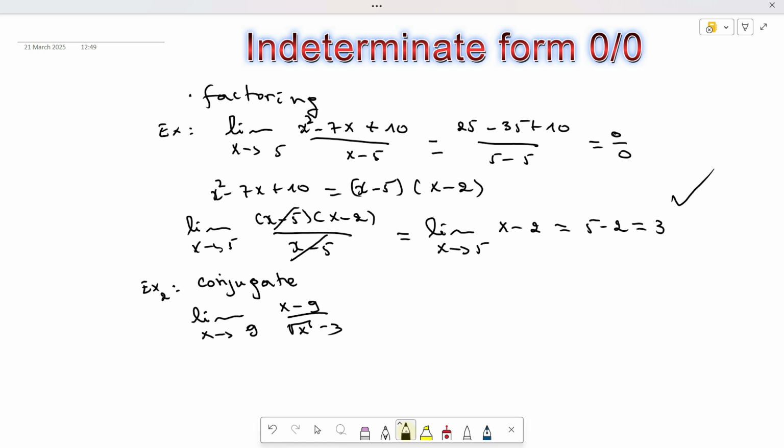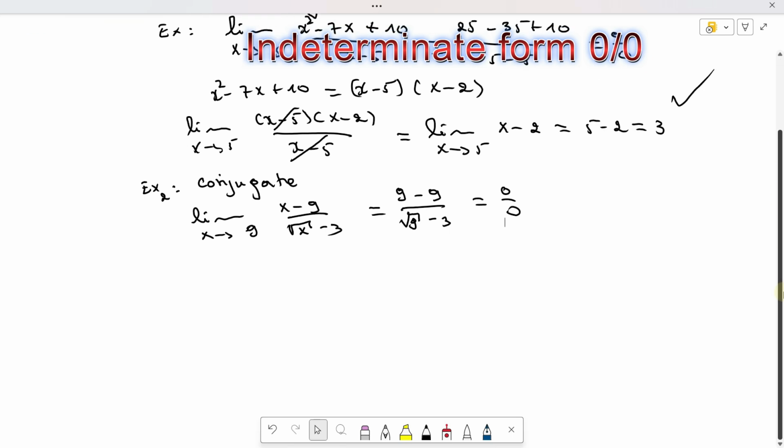So if we do direct substitution, you see that this will be equal to 9 minus 9 over square root of 9 minus 3. So this will be equal to 0 over 0, which is an indeterminate form. So to deal with this, use the conjugate. So we have to multiply the numerator and the denominator by the conjugate of our denominator. So our limit will be, limit when x tends to 9 of x minus 9, then we multiply by the conjugate of the denominator.